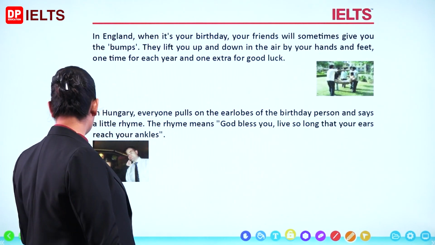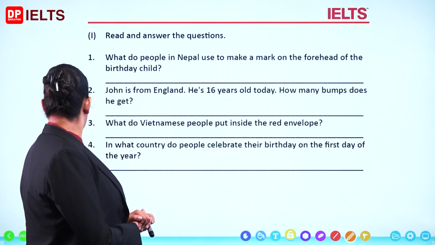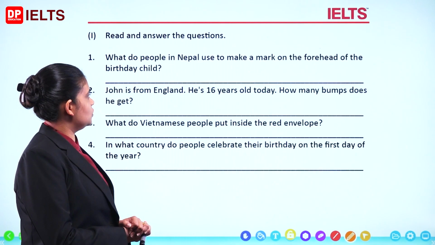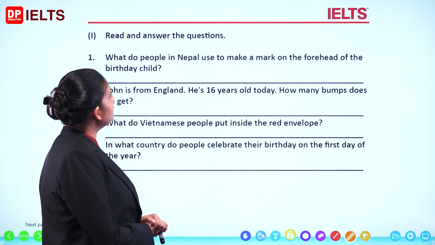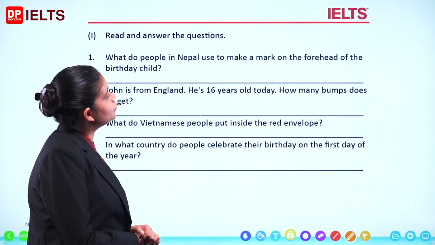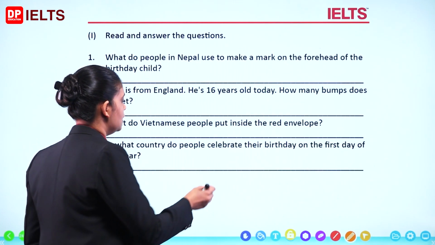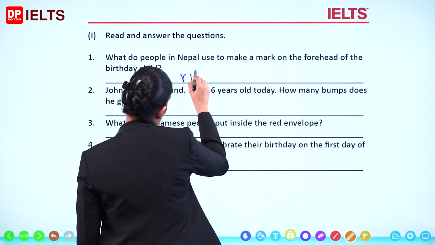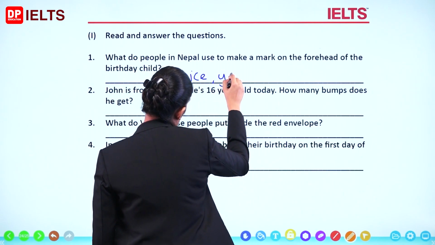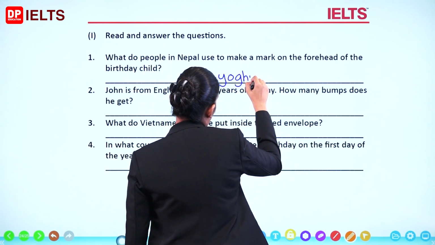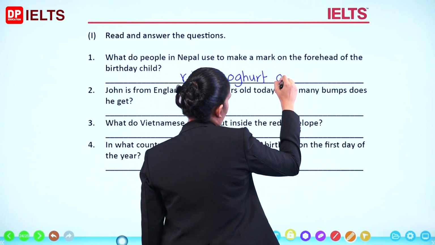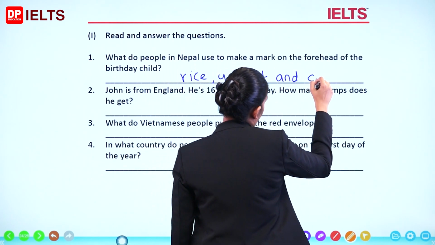Right? So that's a long time. Read and answer the questions. What do people in Nepal use to make a mark on the forehead? What are they going to use? Rice, yogurt, and coloring.